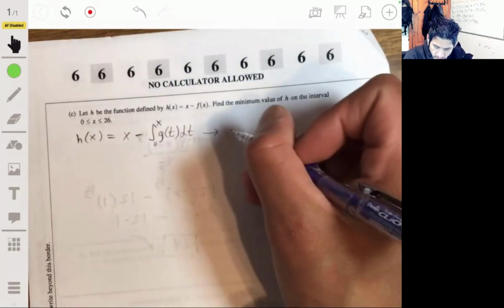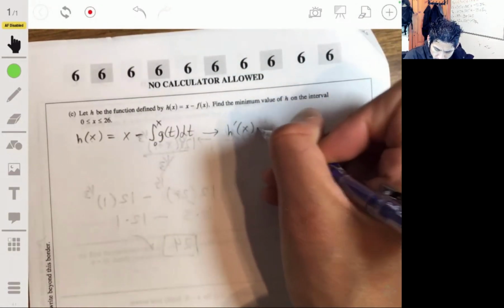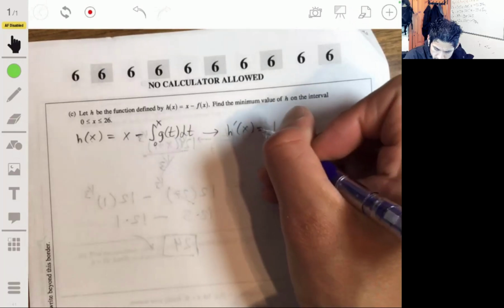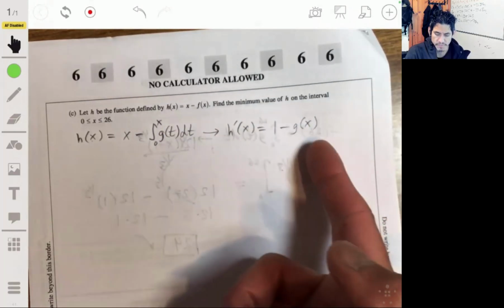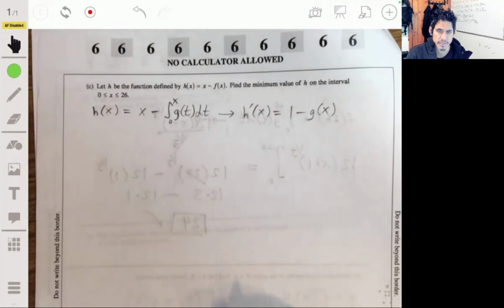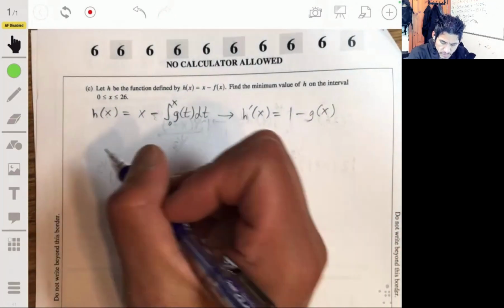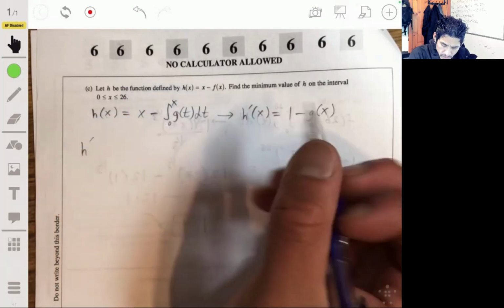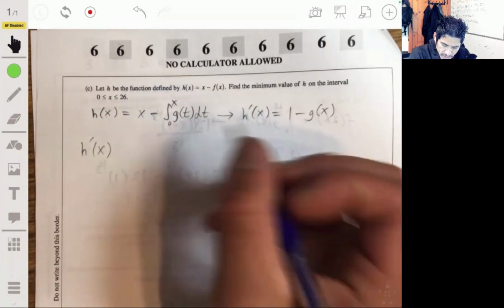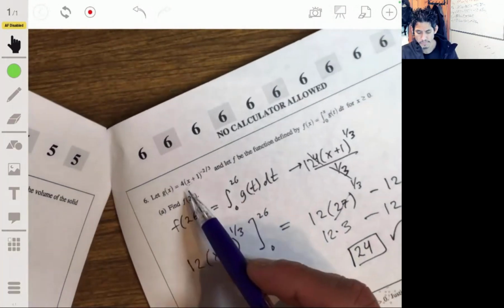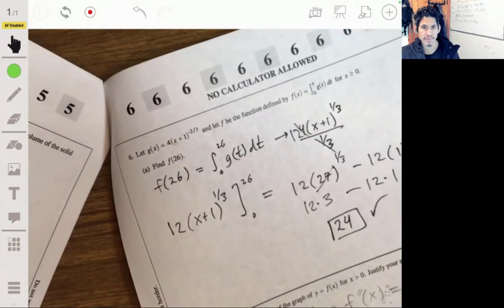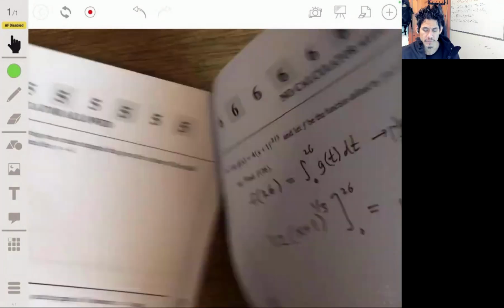Taking the derivative of h of x, we'll get h prime of x will be 1 minus just g of x, because this will undo the integration. Let's replace g of x with the expression that it actually says it is. So going back, let's write it as 4 times x plus 1 to the negative 2/3.